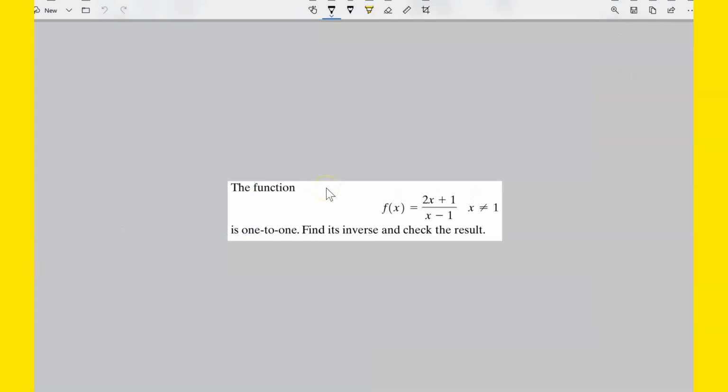All right, in this example, they want me to find the inverse of this function. So again, I'm going to swap x and y. Everywhere that I have an f of x, I'm going to put x, and everywhere that I have an x, I'm going to put a y. So x equals (2y plus 1) over (y minus 1).